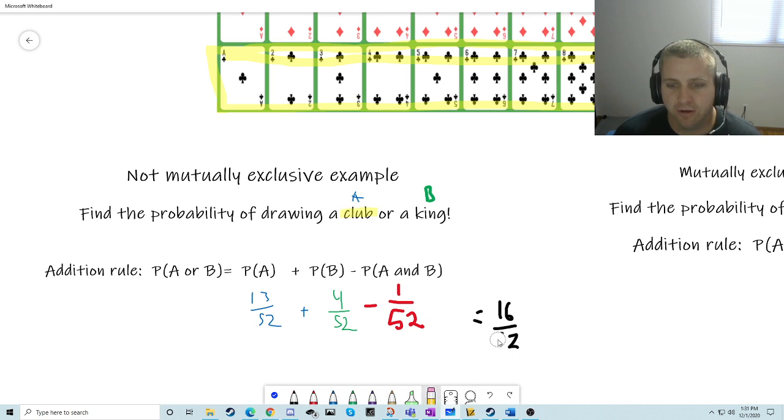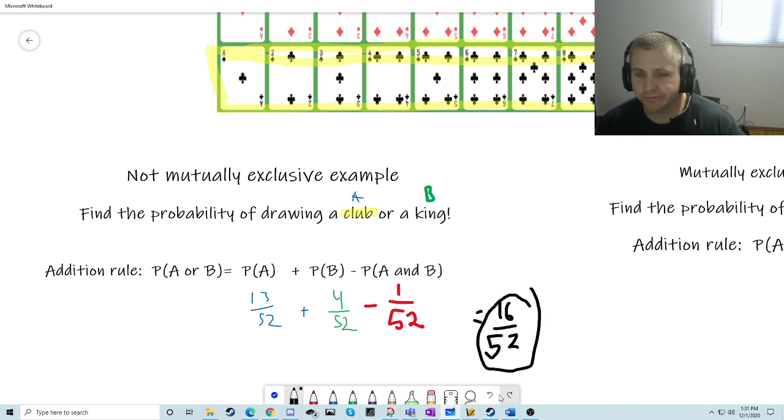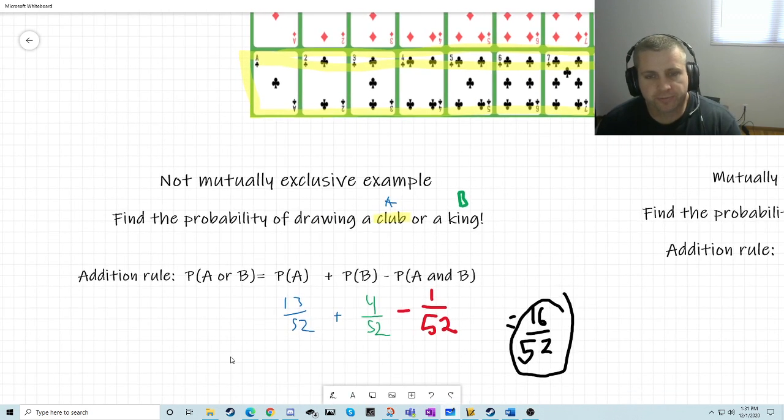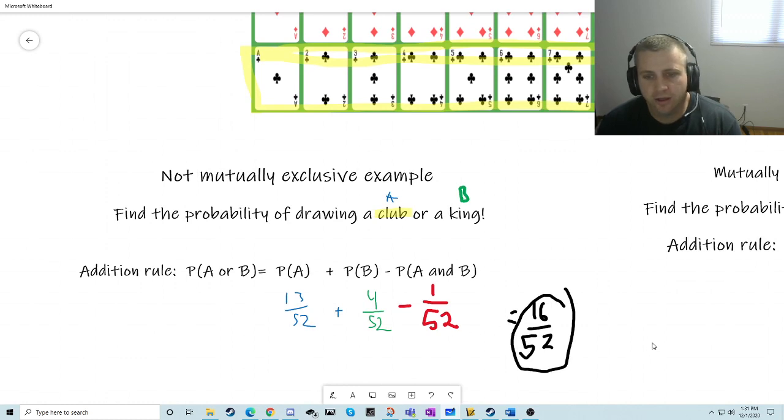That's a great looking 5. 16 out of 52. You can reduce that to 8 out of 26, 4 out of 13, 4/13 if you want, or else you can write it as a decimal. It's up to you. But that's how we're doing it.